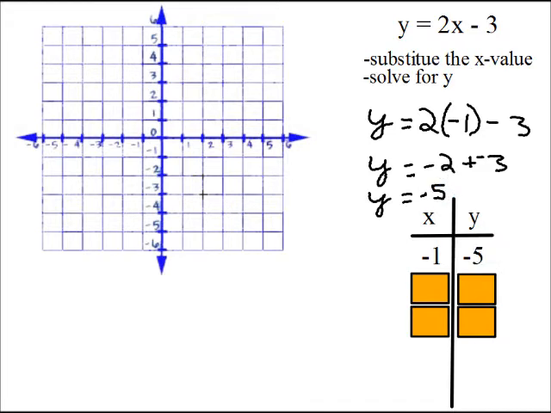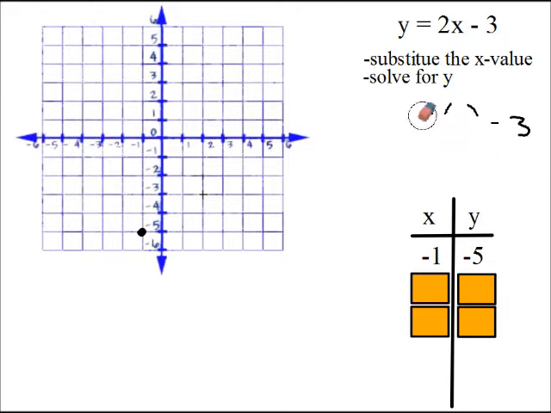And it does. Now that we have two coordinates, we can plot this point. X is -1 and y is -5. So that point would be right about there. Again, to be able to draw a line, we need more than one point. So, let's clear our board and let's work with the next coordinate.